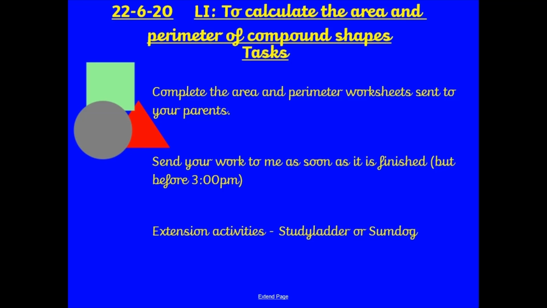And please, please, please remember, don't miss out any perimeter lengths. Make sure you include them all. If you're unsure, make sure you write them down. Cross them out as you go around it, okay? Follow the lines round. So, Year 6, we'll be talking more about that this morning.